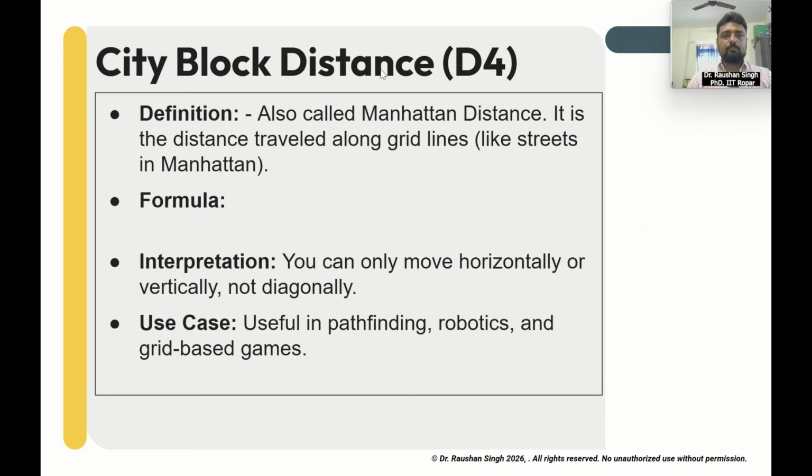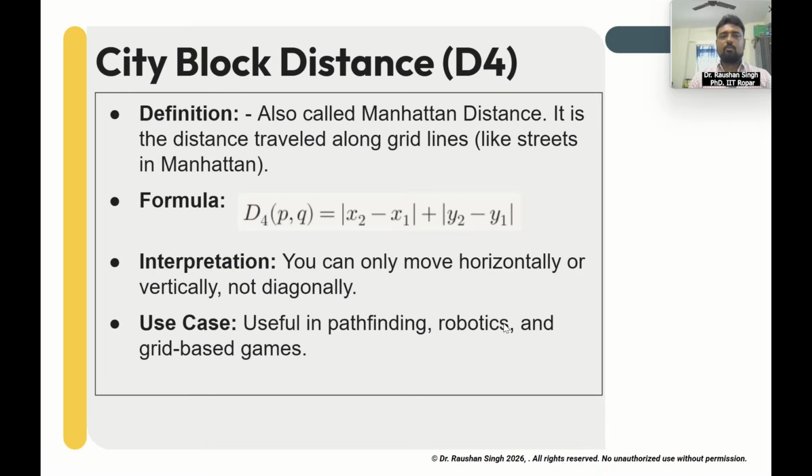Then city block distance. Moving to the city block distance, you can see city block distance is like you're taking your car and moving in the streets. Okay, so it's also called Manhattan distance. It is the distance traveled along grid lines like streets in Manhattan, and this is the formula: absolute value of x2 minus x1 plus absolute value of y2 minus y1. So the interpretation is you can only move horizontally or vertically, not diagonally. Okay, in the previous move you were moving diagonally. Okay, and here you are moving only horizontally. So in the use case, useful in pathfinding, robotics, and grid-based games.